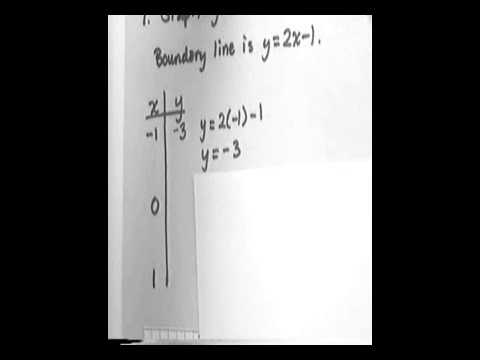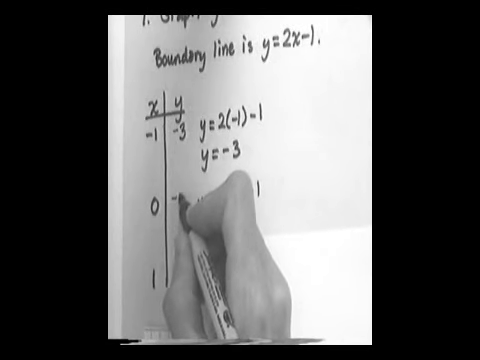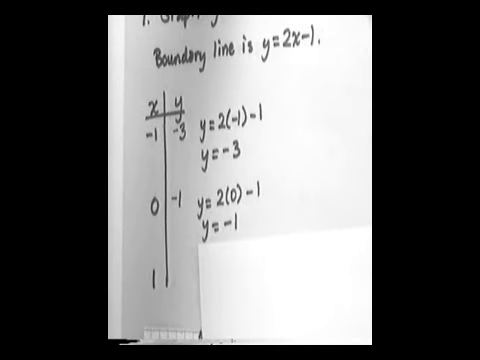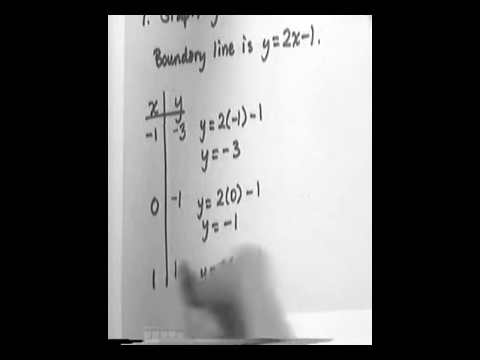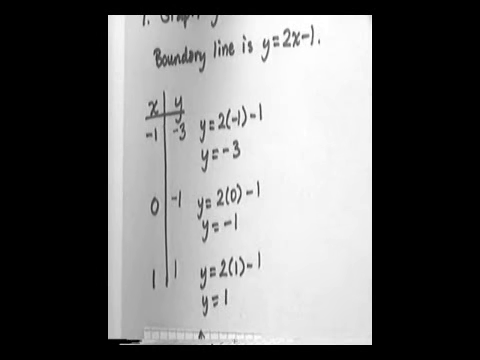Filling in 0, we have y equals 2 times 0, subtract 1. 2 times 0 is 0, 0 subtract 1 is -1, and so we have y equals -1. Then filling in 1, y equals 2 times 1, subtract 1. That gives us 2 subtract 1, which is 1, and so our third point is 1, 1. So we have the 3 points, -1, -3, 0, -1, and 1, 1.